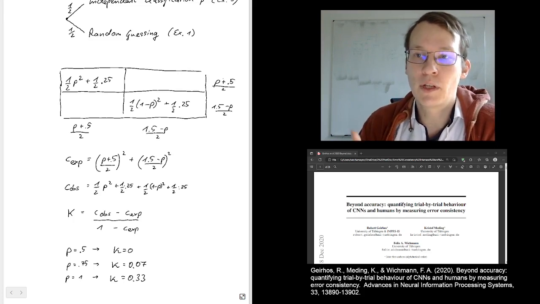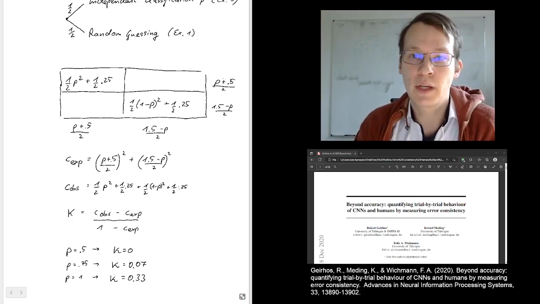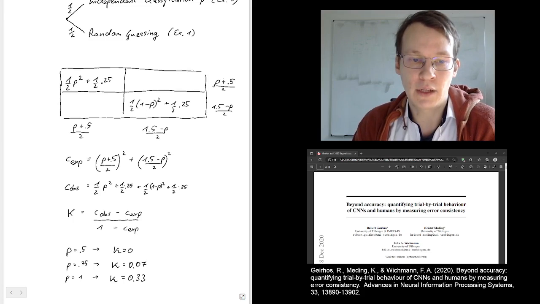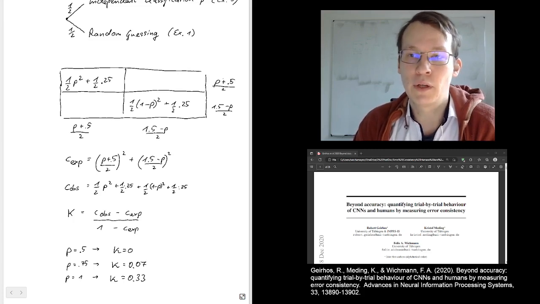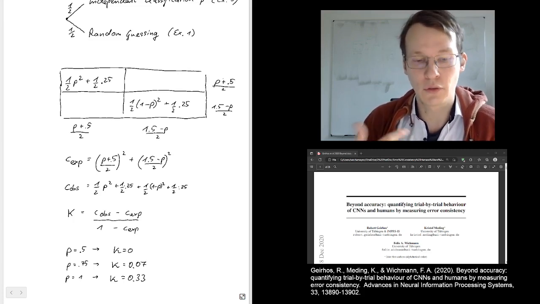So even though Cohen's kappa corrects in some sense for the accuracy, it still depends on the accuracy if the two classifiers are using consistent strategies.